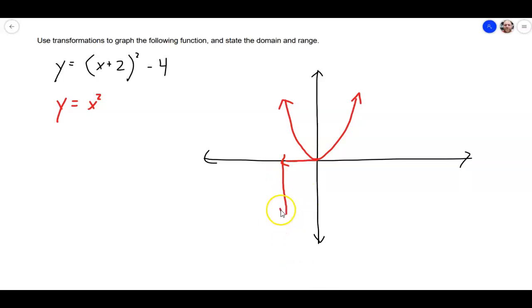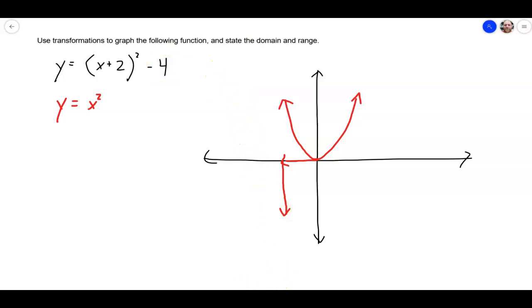Now, if it's a plus here, it moves it to the left. If it's a minus, it moves it to the right. That's because of the formula: the formula has a minus there, so it's kind of the opposite direction than you would think. The -4 here actually moves it down. If it was a plus 4, it would move it up.